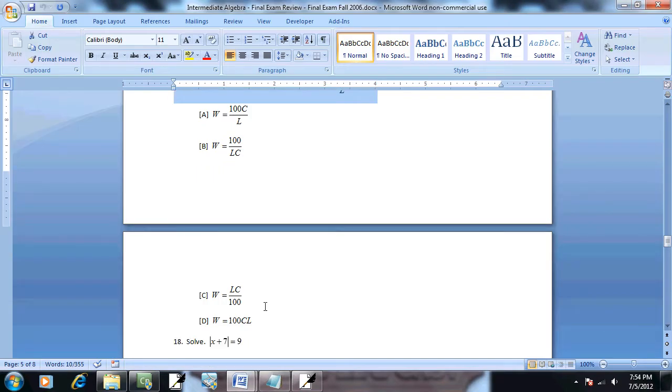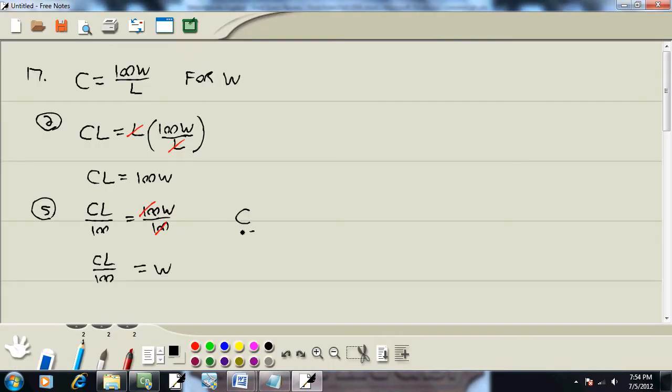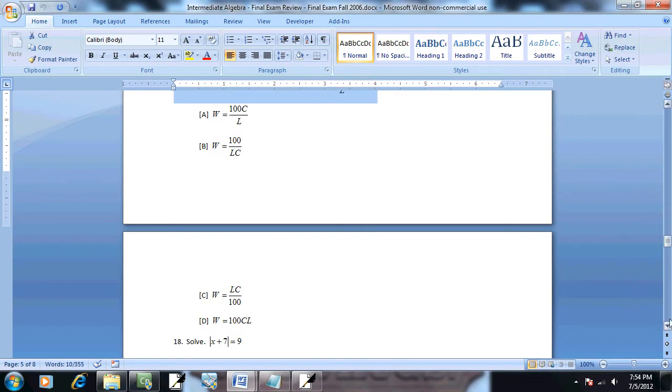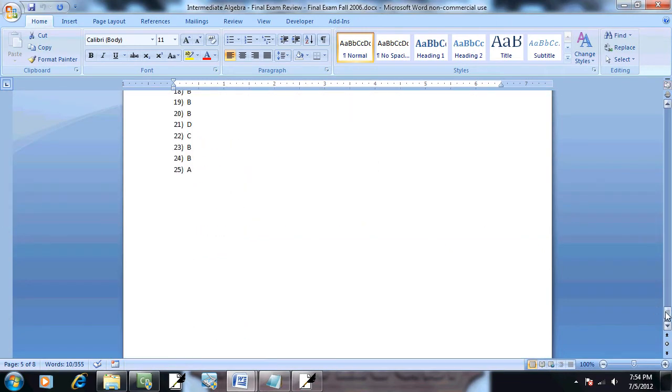There's no required alphabetical order, but LC is the same thing, so it'd be C. And let's check this. 17C. And it checks.